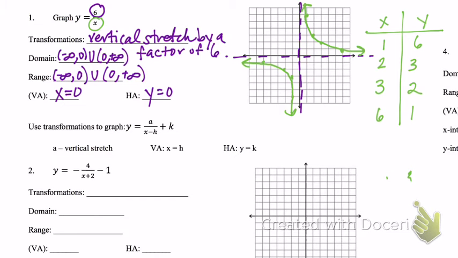All right, so you're not always going to have horizontal and vertical asymptotes that are equal to 0. So this is the general equation right here. A over x minus h plus k. A is my vertical stretch, and whatever number A is would be the factor. So by a factor of 2, by a factor of 3. My vertical asymptote is x equals h. And remember that you flip the sign of h. And then my horizontal asymptote is k. You keep the sign of k.